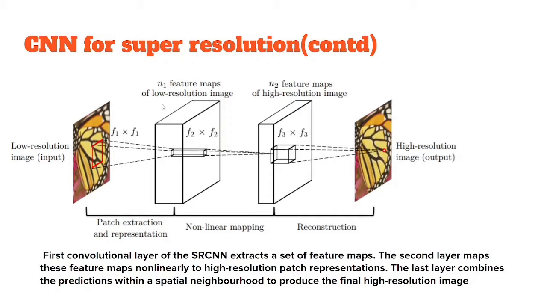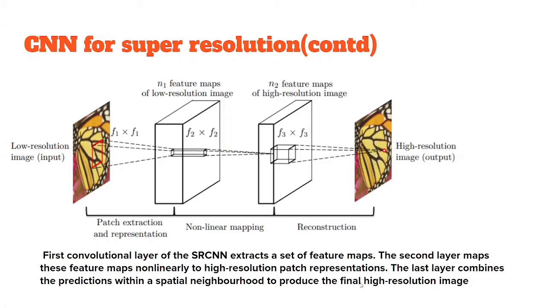Here the three main operations are visually represented. The low resolution image is the input and the high resolution image is the output, and in between are N1 feature maps of the low resolution image and N2 feature maps of the high resolution image, and the three operations which I just discussed. From this image we can infer that the first convolution layer of the SRCNN extracts a set of feature maps, then the second layer maps these feature maps non-linearly to high resolution patch representations, and the last layer combines the predictions within a spatial neighborhood to produce the final high resolution image.